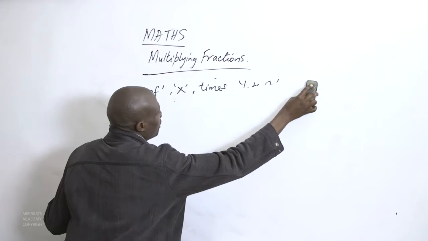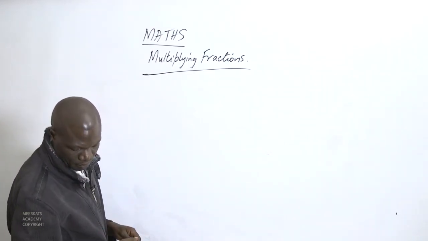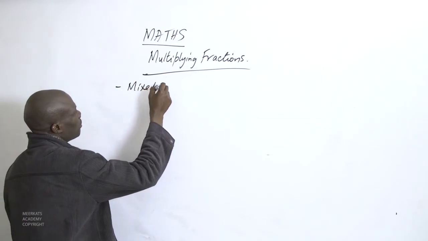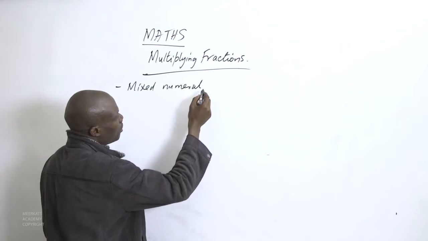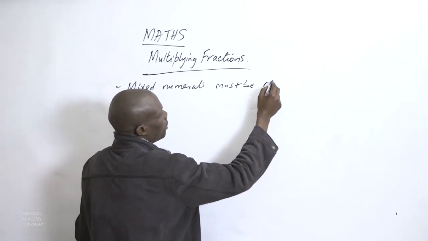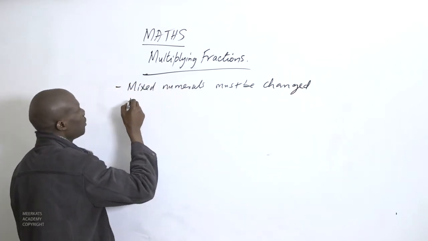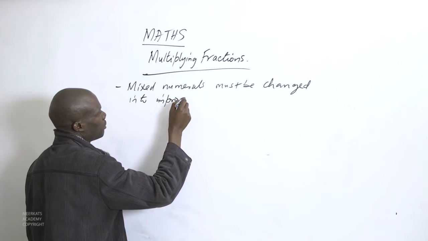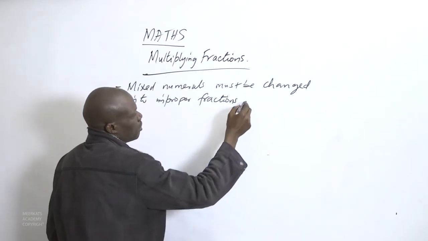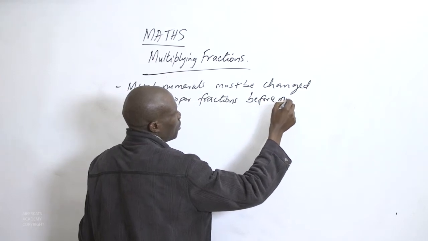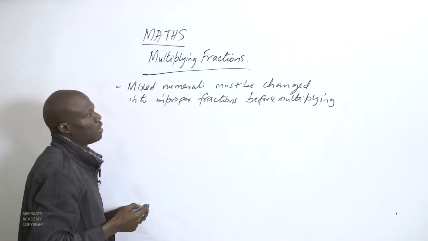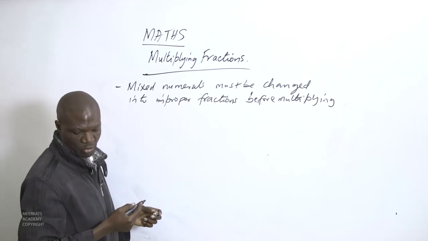Next point to note, mixed numerals must be changed into improper fractions before multiplying. Mixed numerals must be changed into improper fractions before multiplying.